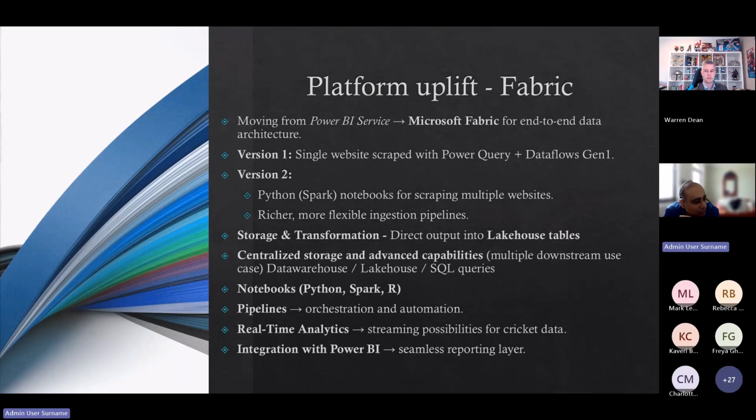I'm using Python Spark notebooks to scrape from multiple websites, not just one. And Fabric gives me more flexible ingestion pipelines with direct output capabilities, say into Lakehouse tables. The centralized storage enables multiple downstream options, such as flowing my data into a data warehouse, which then gives me the ability to run SQL queries on my data, which I always wanted from day one.